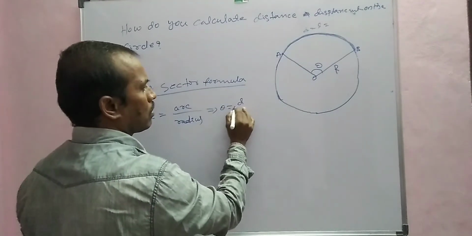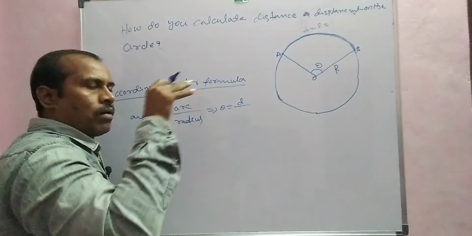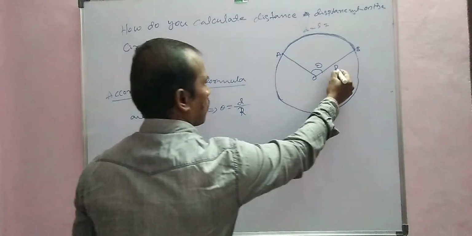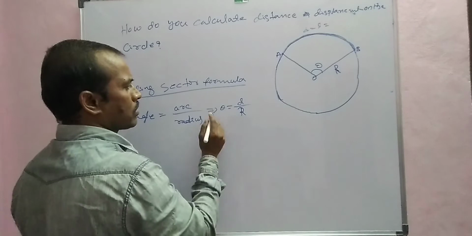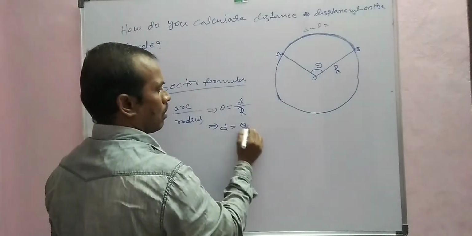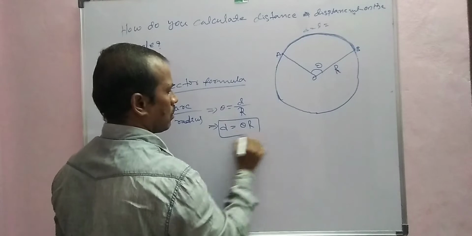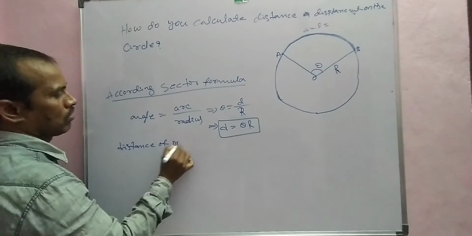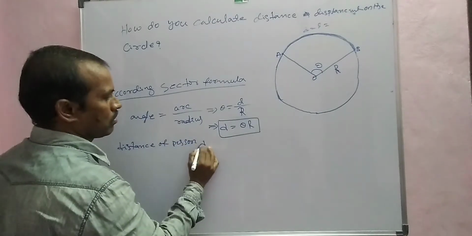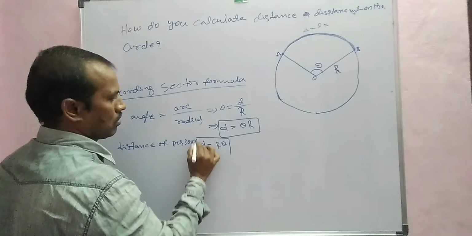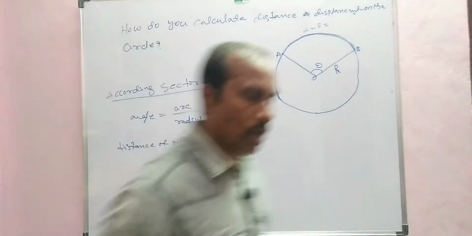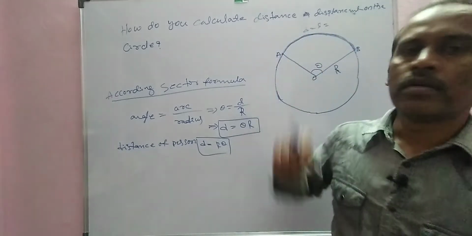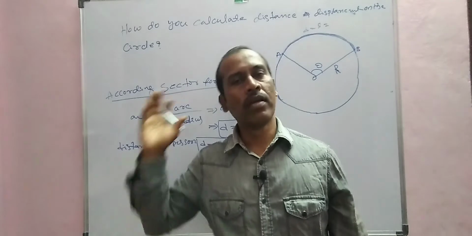Here arc D is nothing but the distance of the person, by the radius, capital R. So the relation is: the distance of the person D is equal to R theta. This is the distance formula, where theta means the angle subtended by arc AB at the center, and R means the radius of the circle.